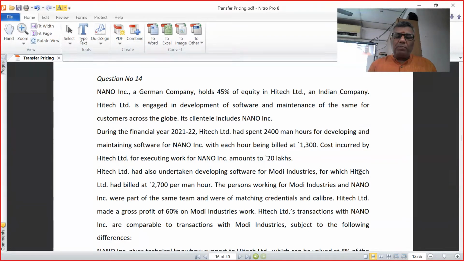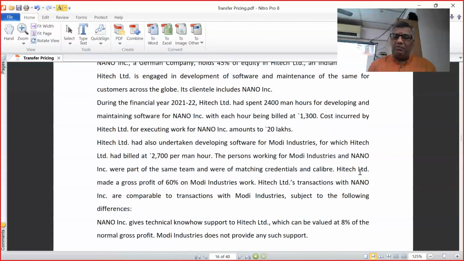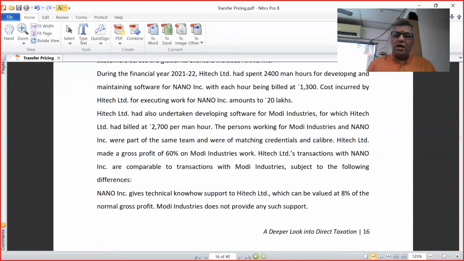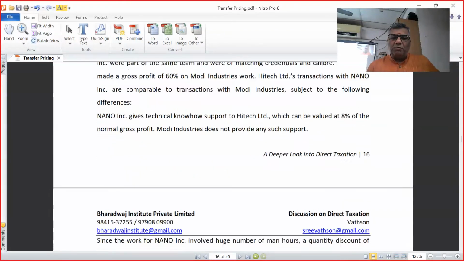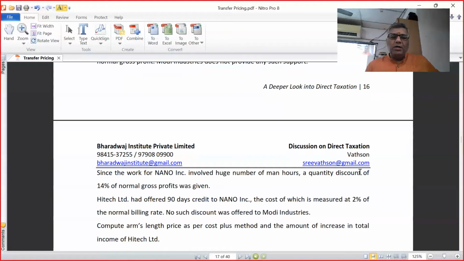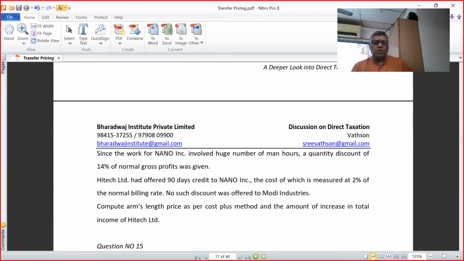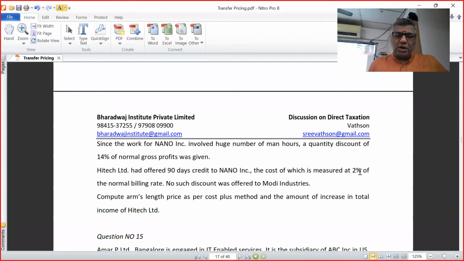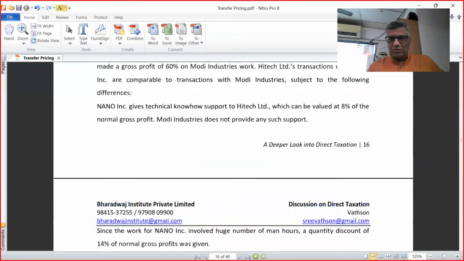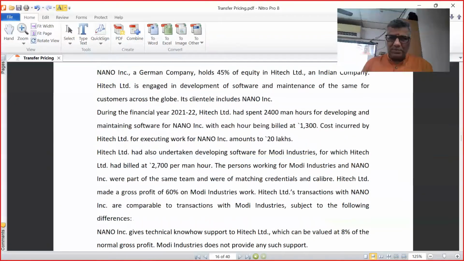High-Tech made a profit of 60% with Moody Industries, whereas the transactions are subject to the following differences. Technical know-how, 8% of normal GP. Huge volume quantity discount 40%. High-Tech offered 90% credit, the cost of which is 2% of normal billing. No such discount was offered to Moody Industries. Compute the arm's length price. Quick, same question. The first question order repetition.